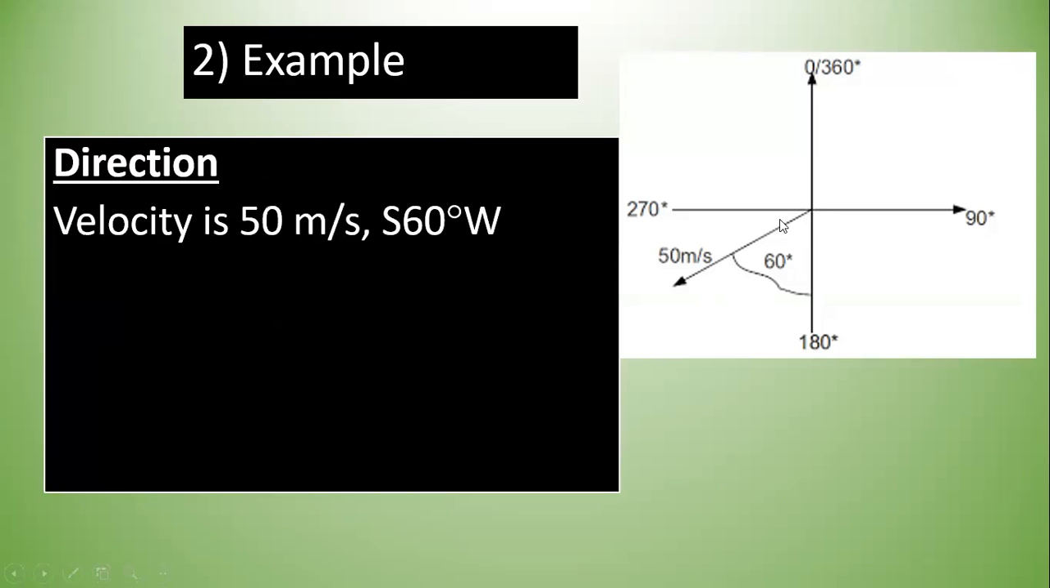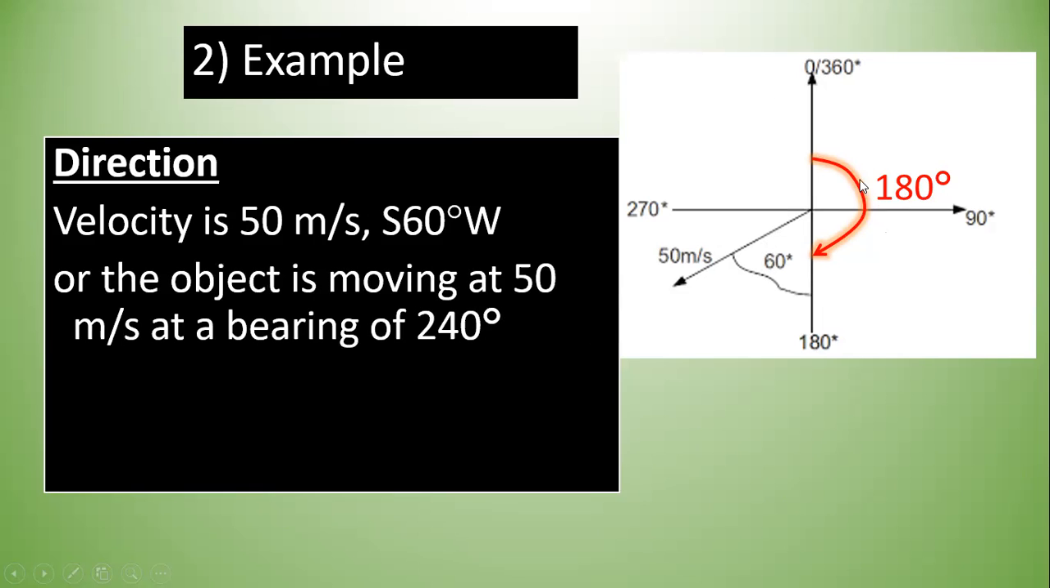In this case, there is 50 meters per second, 60 degrees, so it's south 60 degrees west. A vector must have magnitude and must have direction. Or another way of stating it is we reference to the north. That's the north, that's the east. So this is 180 degrees, plus 60 is 240. So we can say it's moving at 50 meters per second at a bearing. Bearing we always take from the north: 240 degrees.